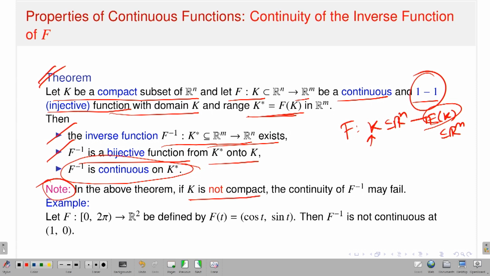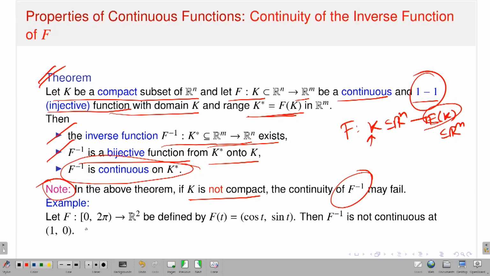There is a very serious note on the above theorem. If I drop the condition that K is compact, then the continuity of f inverse may fail. Bijectivity is not an issue, because it is injective on K, so the inverse exists, and if I consider the range as f of K, it is bijective. But I cannot talk about the continuity of f inverse. So this is a very nice example.